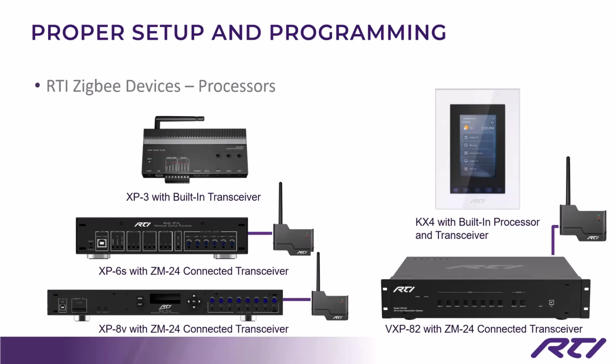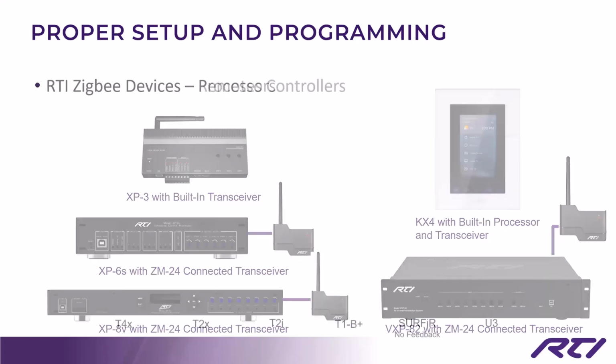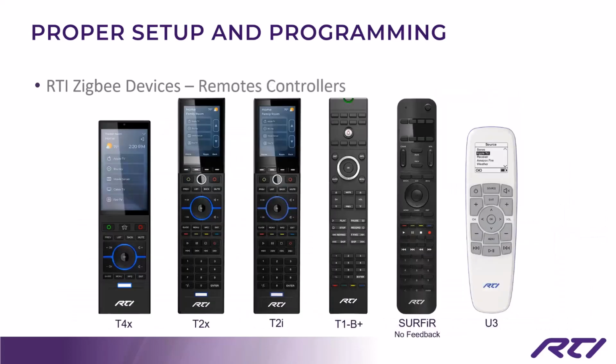Well, those are on the processor side. On the remote side, well, it's the entire lineup. They all have the capability of that Zigbee communication. Now, keep in mind that there are some that are not going to provide feedback, such as the Surfer, or you may have to select one or the other in terms of one-way communication or two-way communication, depending on the situation. But all the remotes do have the Zigbee capabilities.